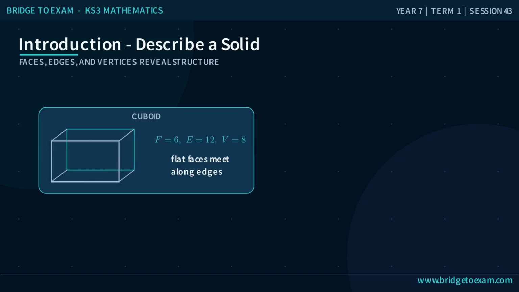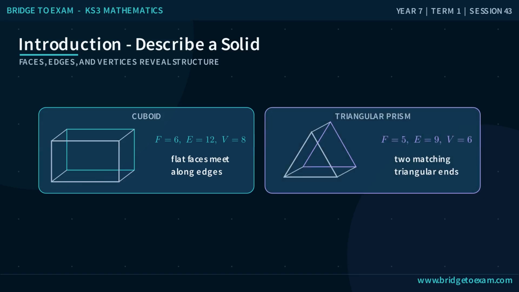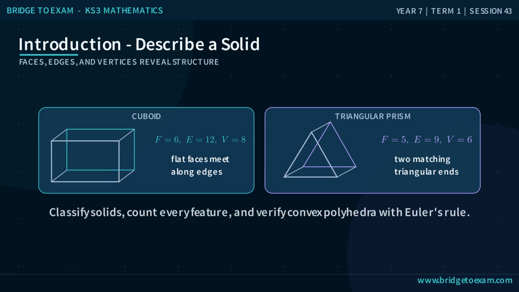Session 43. Introducing three-dimensional shapes through faces, edges, and vertices. Faces are flat surfaces, edges are line segments where faces meet, and vertices are corner points where edges meet. By the end, you'll classify common solids, count their features systematically, use Euler's relationship, and reason about hidden parts.